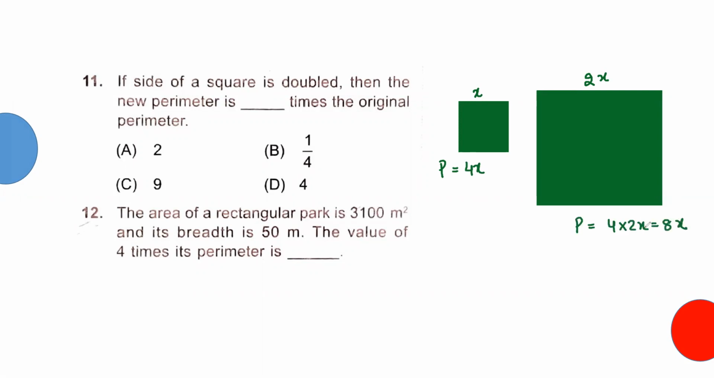So how much is it increasing? It is 2 times the original perimeter. That's how they are asking. So 2 times original perimeter. That's it. We are done with the answer.